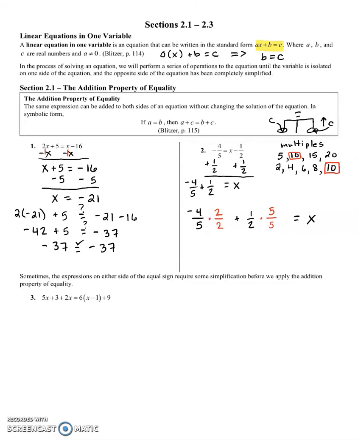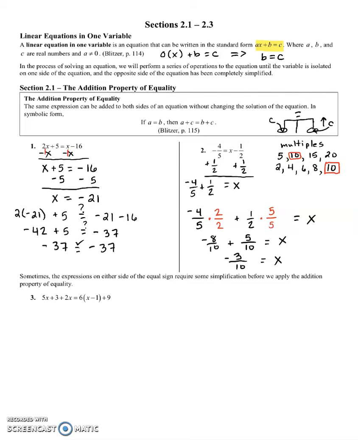So remember, when we multiply fractions, we multiply straight across. So -4 times 2 is -8/10, plus 1 times 5 is 5/10 equals x. And now we just combine our numerators. So -8 plus 5 is -3/10. And that is our variable x.